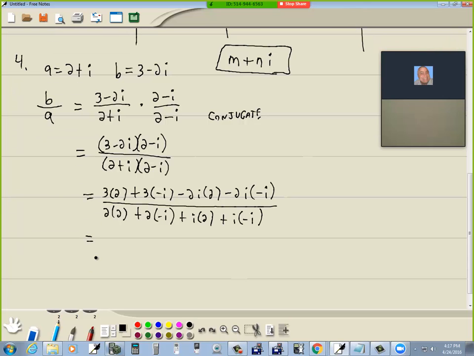Okay. So then 3 times 2 is 6. 3 times negative i is negative 3i. Negative 2i times 2 is negative 4i. And negative 2i times negative i is a plus 2i squared. Now down below, 2 times 2 is 4. 2 times negative i is negative 2i. i times 2 is 2i. i times negative i is negative i squared.